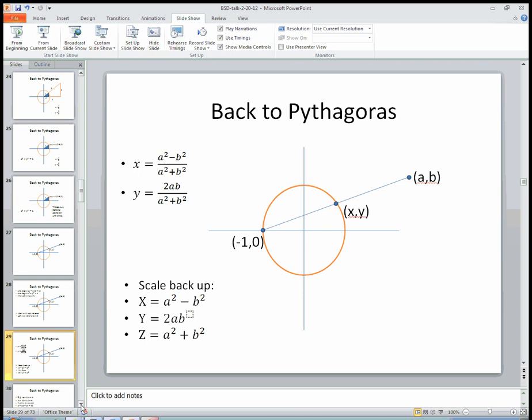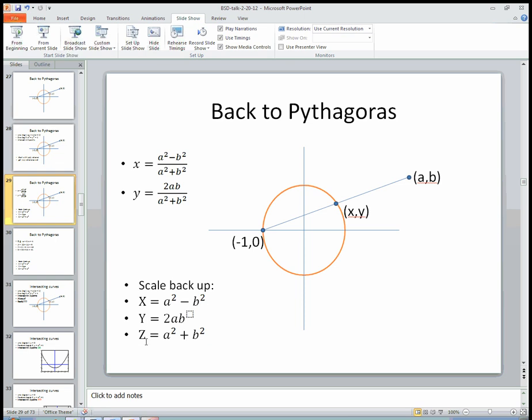And what's really useful about this is that a and b didn't have to be special. A and b didn't have to satisfy anything weird. They could just be any rational numbers, and they could certainly be integers, and big X, big Y, big Z become a Pythagorean triple. So that's the holy grail of this kind of thing.